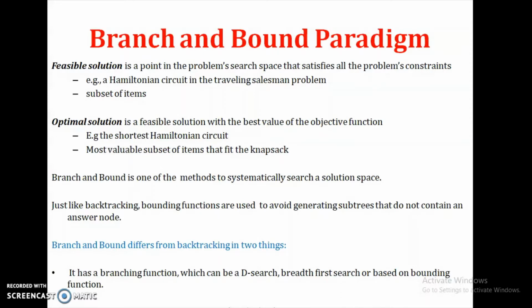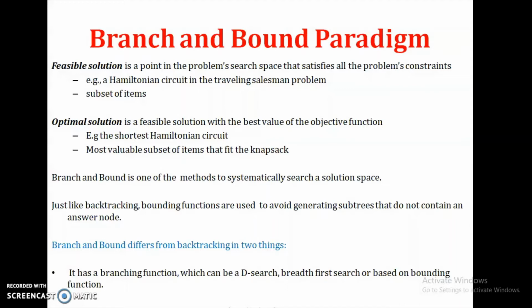Normally when you are given a problem, there will be some set of constraints attached to it. If you're finding a solution to the problem, we have to check whether it satisfies all the problem's constraints. If the solution satisfies all the problem's constraints, then it is known as a feasible solution. Out of all the feasible solutions, some of them may give the best value of the objective function. That solution is known as the optimal solution.